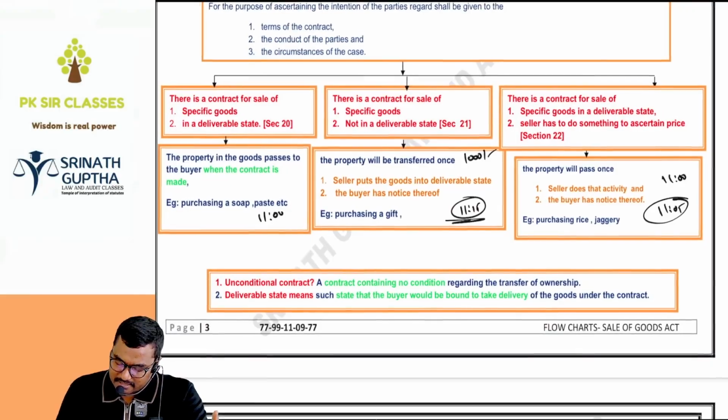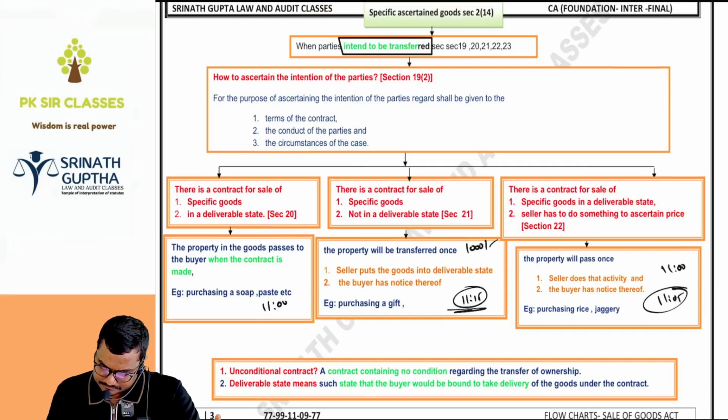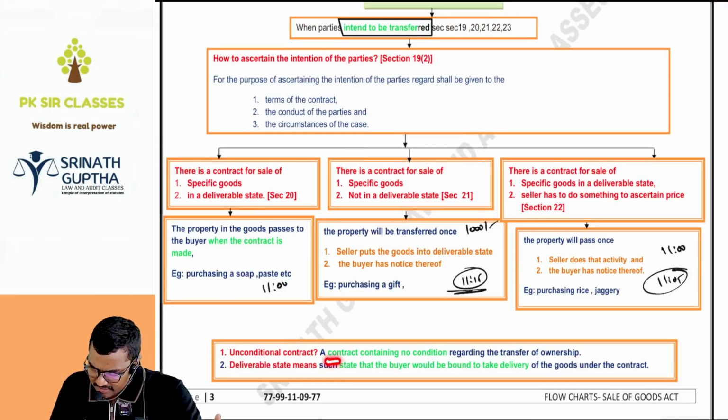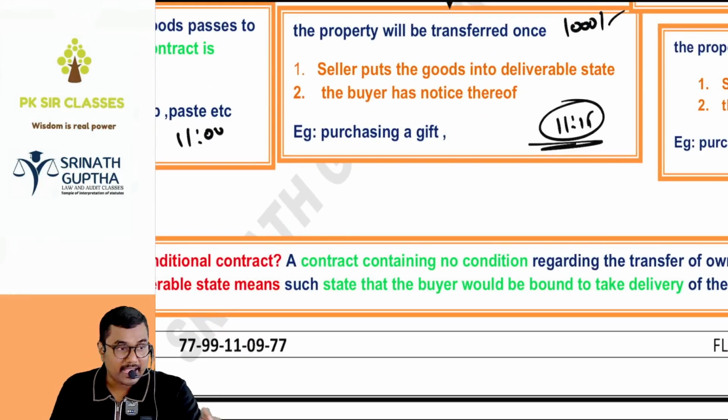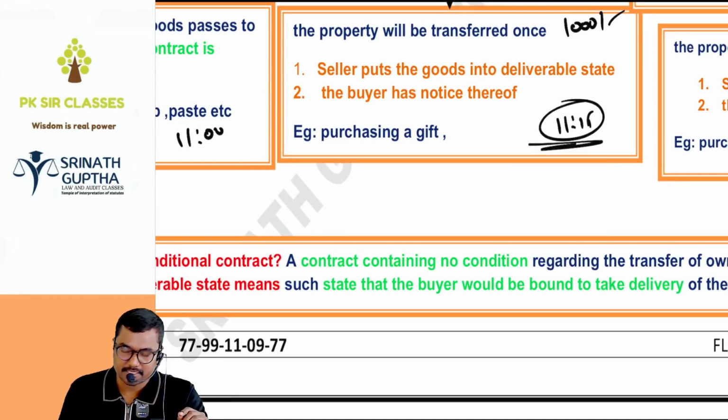So, what is the meaning of the unconditional contract? Unconditional contract means without having any condition. I am not keeping any if condition. I will give you this article if you clear CA, something like that. Whether I am keeping any condition.